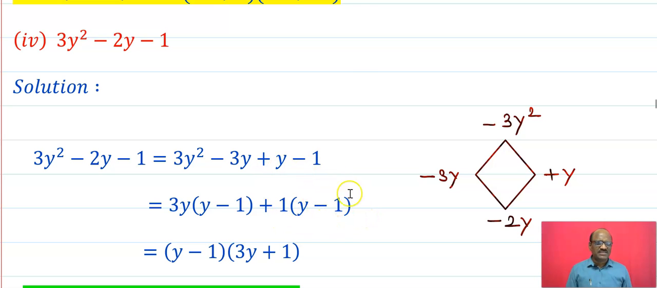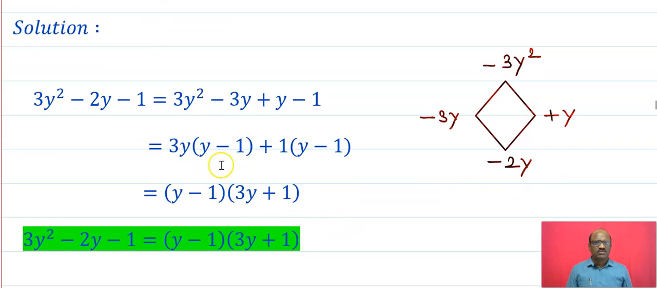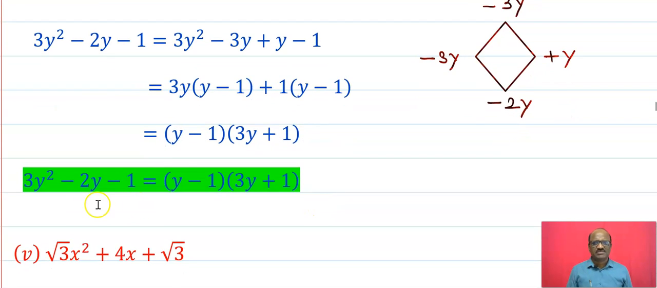When nothing is common in these two, we always take 1 as common. Take y minus 1 common from these two terms. Then you will get 3y plus 1. That is y minus 1 into 3y plus 1. And in this way, the factors of 3y square minus 2y minus 1 are, in first bracket y minus 1 into in second bracket 3y plus 1.